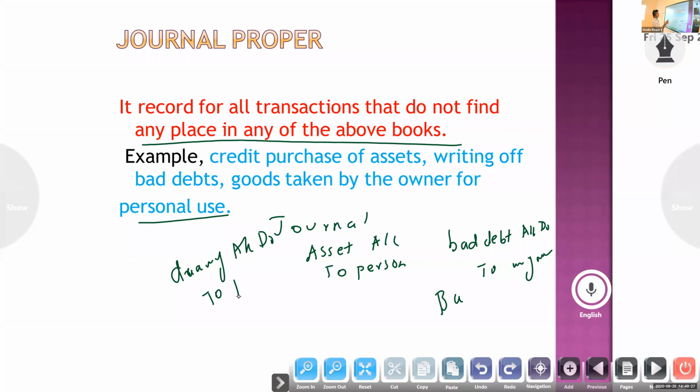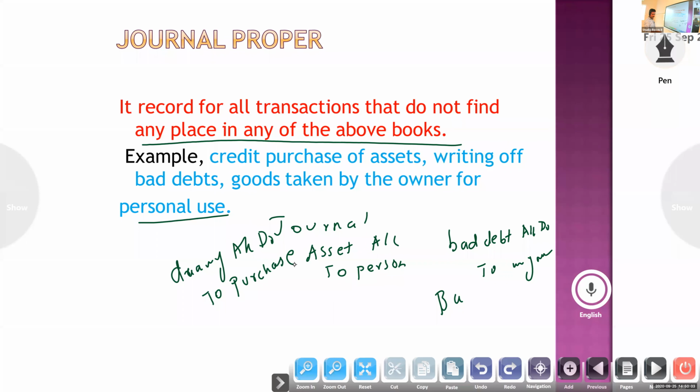the entry will be drawings account to purchase. Drawings account to purchase means credit purchase of goods only will come in. Credit purchase of goods will come in the purchase book; in the cash book, only cash purchase will come. So like that, charity, then interest on drawings: drawings account to interest, outstanding salary: salary account to outstanding salary. Depreciation of machinery: depreciation account to machinery. So all other items will come in the journal proper.